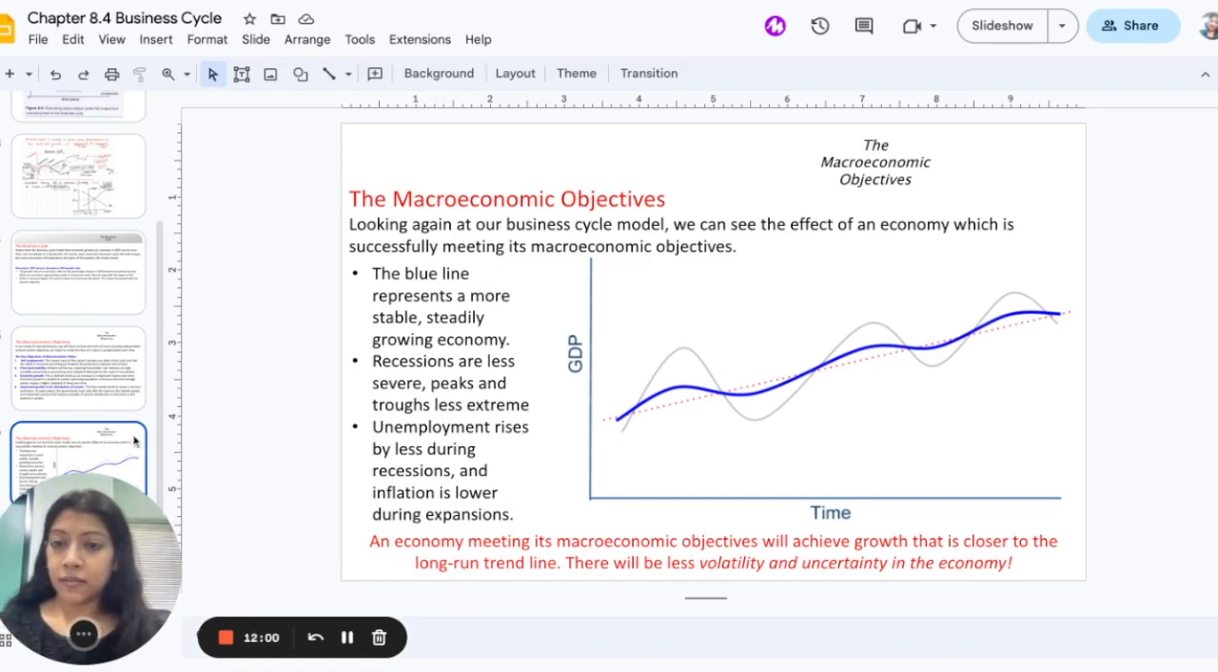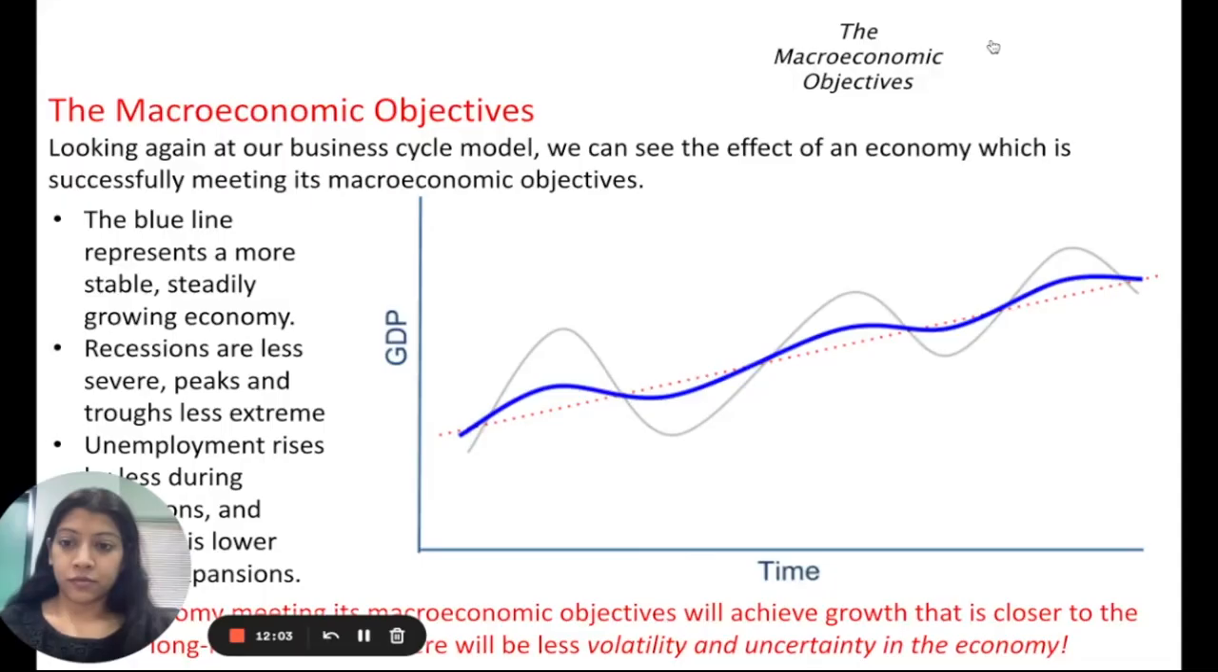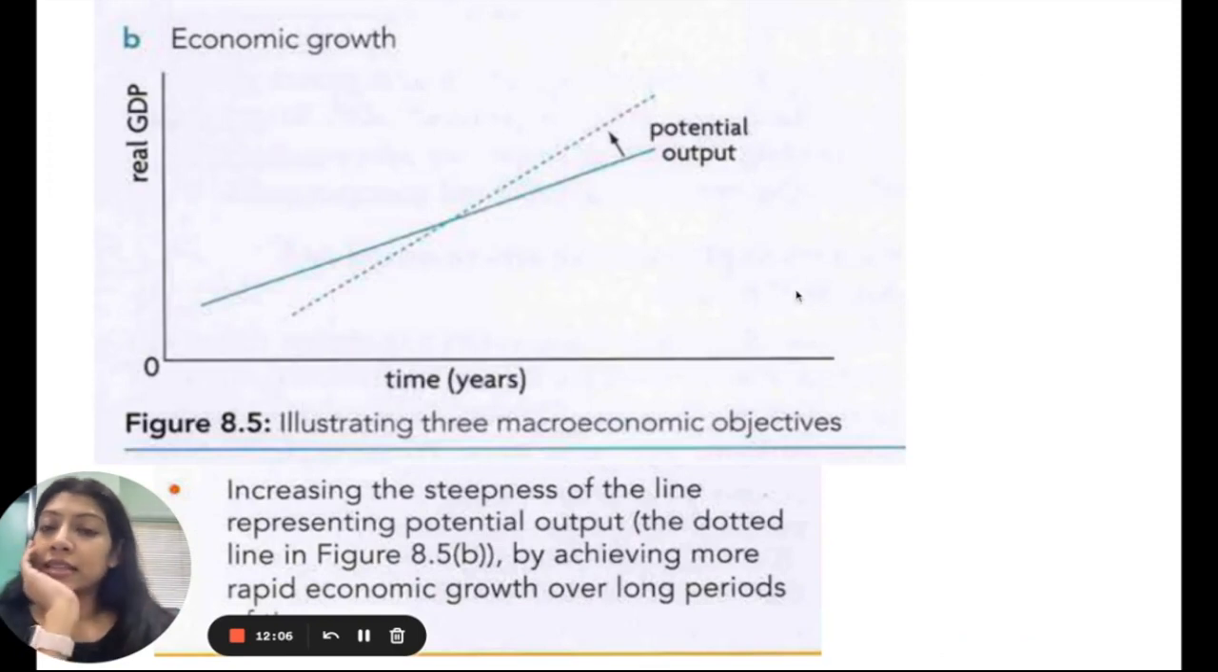And lastly, the last one is the steepness of the potential output line. Now, increasing the steepness of the line shows that you want more rapid economic growth over long periods of time. Again, this is something that we discussed as a macroeconomic objective of having economic growth. So, the idea is to have more rapid economic growth over long periods of time and hence increase the steepness of this potential output line. Okay, so that wraps up our business cycle. Remember to finish up.